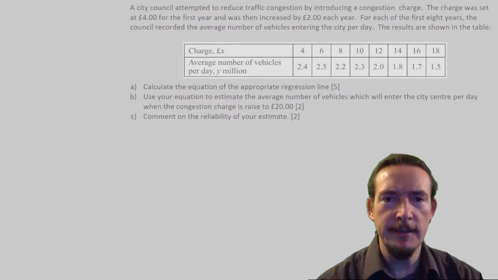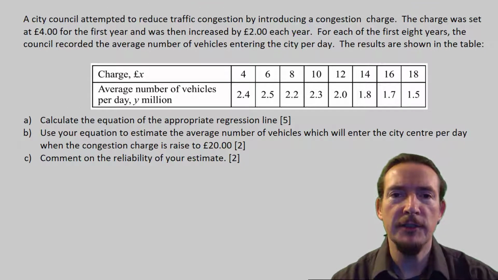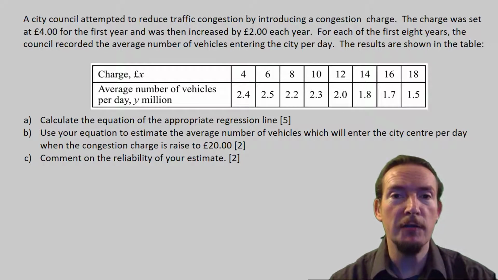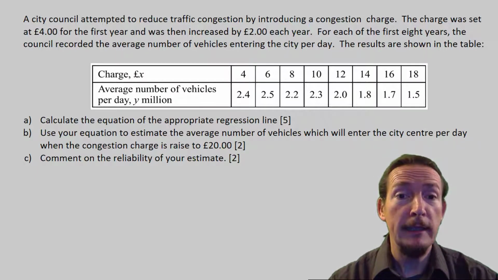So let's get started. This is a continuation of the question in the last video concerning itself with the City Council's attempt to reduce traffic congestion by charging motorists to enter the city centre. The council started with a charge of £4 in the first year and increased it by £2 in each subsequent year. We already entered the data into our calculator in the last video.